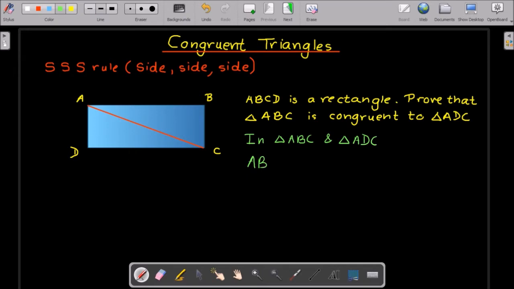So I'm going to start off. AB, that's this side over here, is equal to CD, that's this side over here. Now I've made a point, but I haven't given any evidence for it, so I have to use a property to give some evidence for it, and the property I'm using is opposite sides of a rectangle are equal.